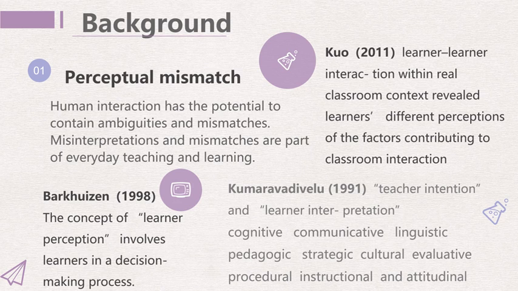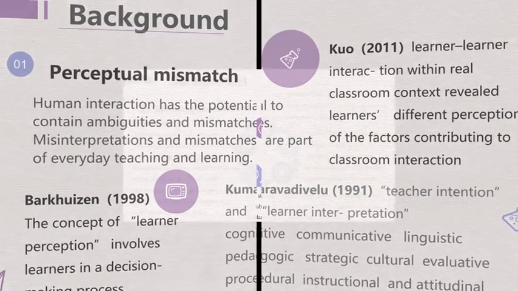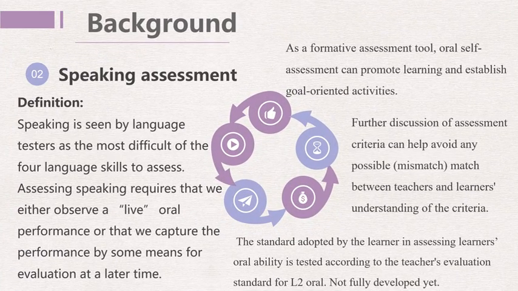Therefore, in assessing oral ability, there are differences in how learners view oral structure and what teachers actually do in oral assessment. Okay, let's move on to the next slide. The second term, speaking assessment. Speaking is seen by language testers as the most difficult of the 4 language skills to assess. Assessing speaking requires that we either observe a live oral performance or that we capture the performance by some means for evaluation at a later time.